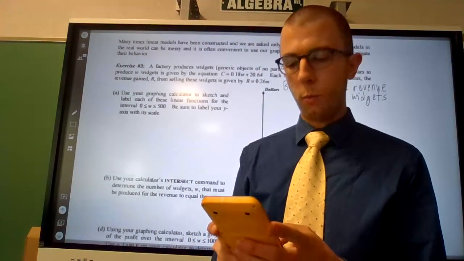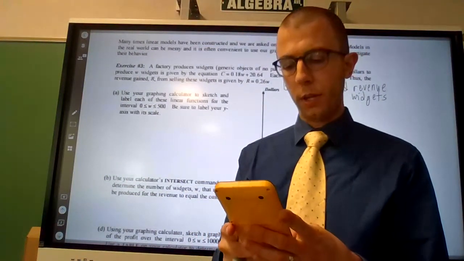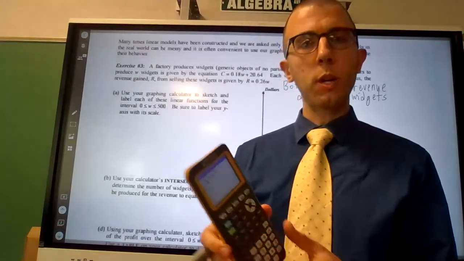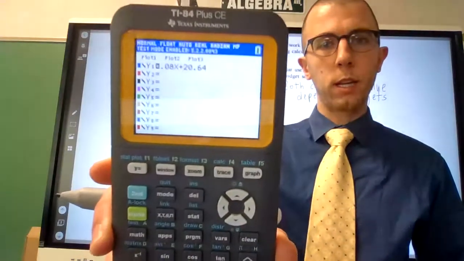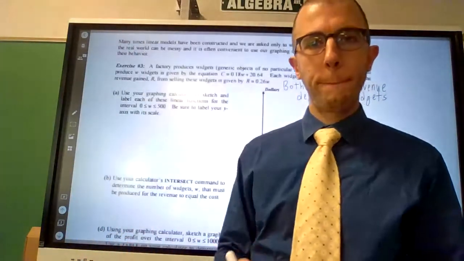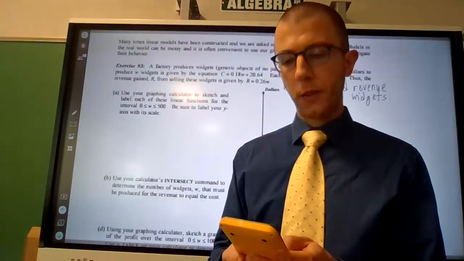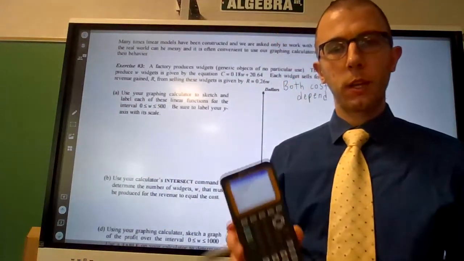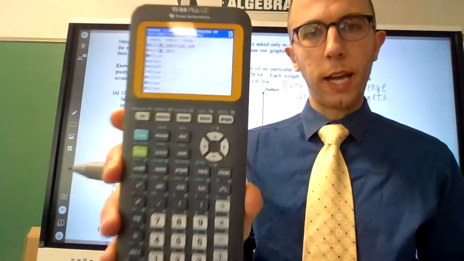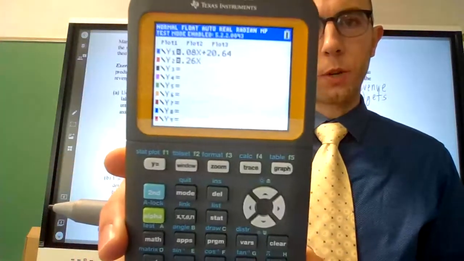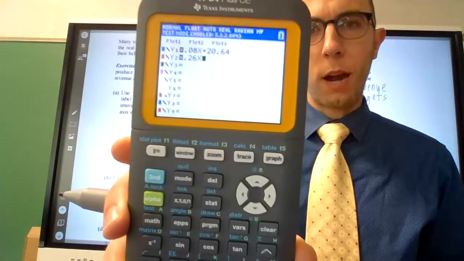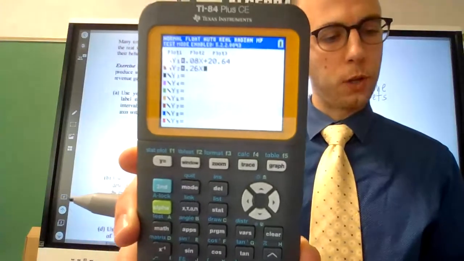So I'm typing 0.18x plus 20.64. And then I'm also going to put in my revenue function right away. So there's my cost, 0.26x. Okay, we can't use W for widgets on here, so we're going to use X just like we normally would. All right, there's my cost function in Y1, my revenue function in Y2.